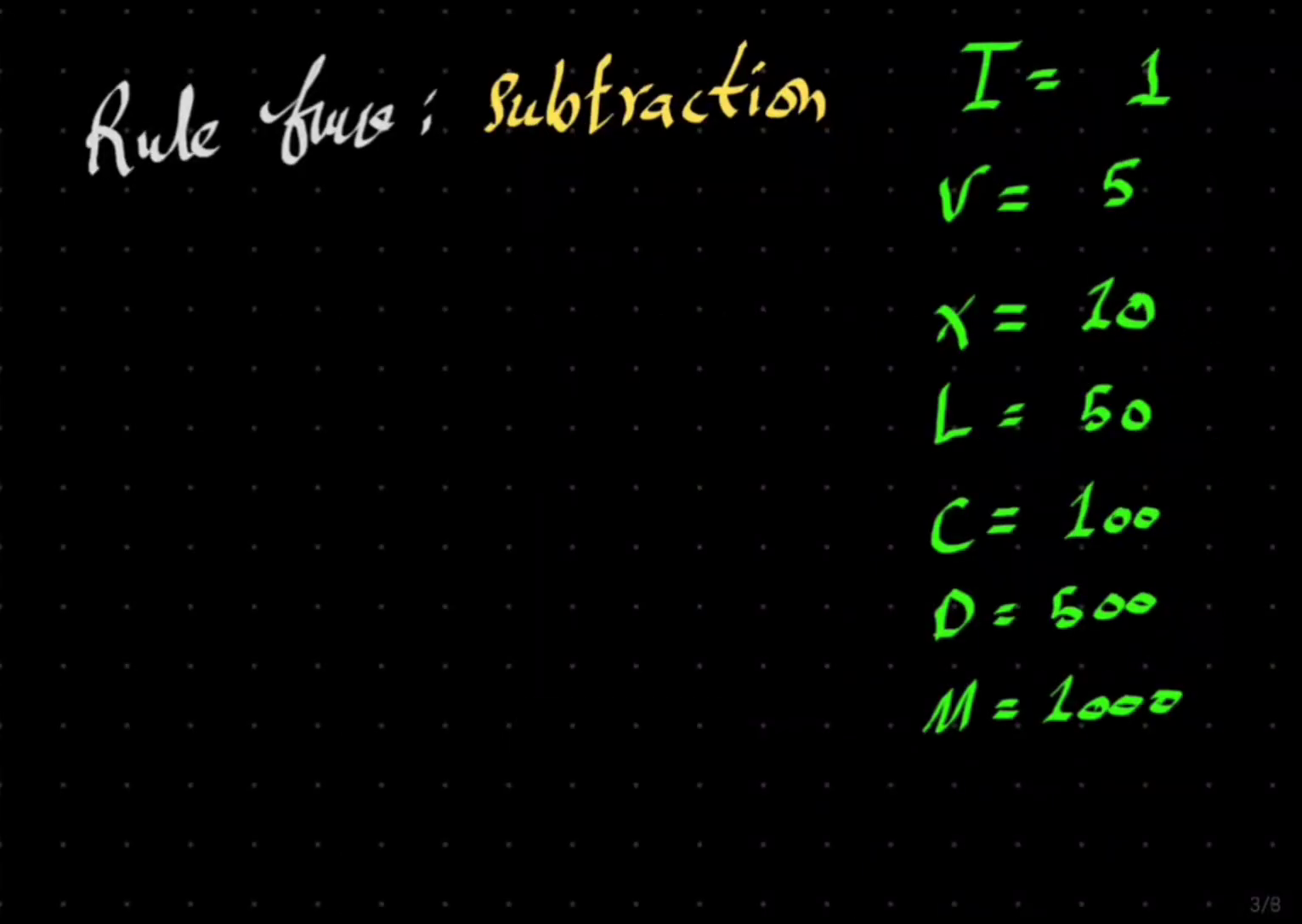Now here is where it gets interesting, and where most people get confused. Building on what we just learned, if the rule flips and a smaller symbol appears before a larger one, meaning the left is smaller than the right, you subtract. You take the smaller value away from the larger value next to it. Let's look at the examples.